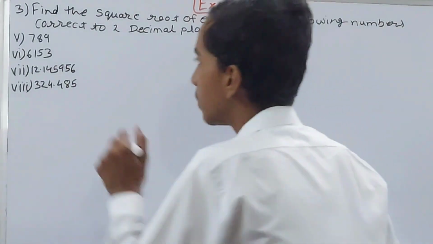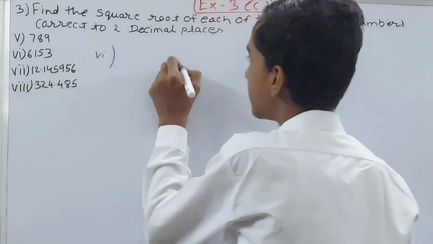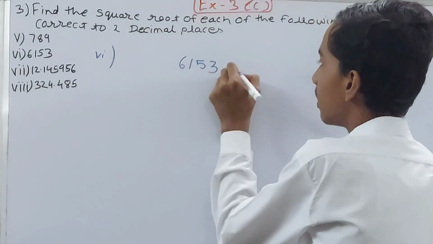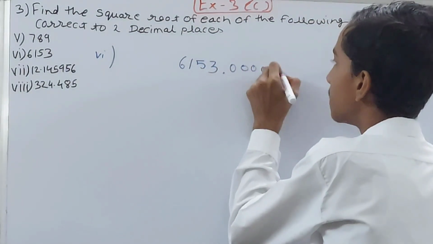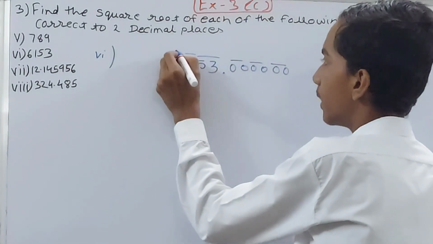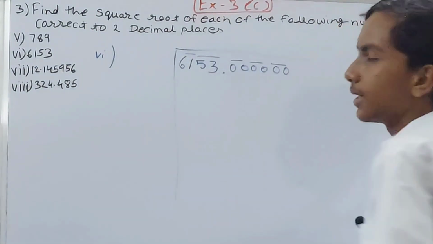Now let's move on to the next part. This is the sixth part. It is 6153. Again, take decimal point, add 3 periods, 1 2 3, make the pairs here also 1 and 2. Let's quickly calculate the square root.